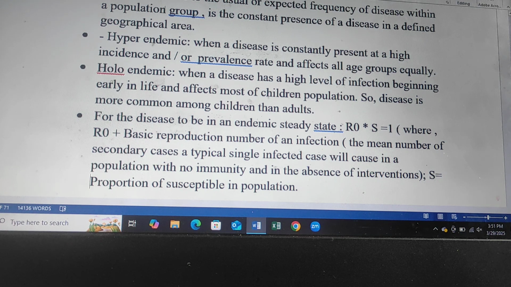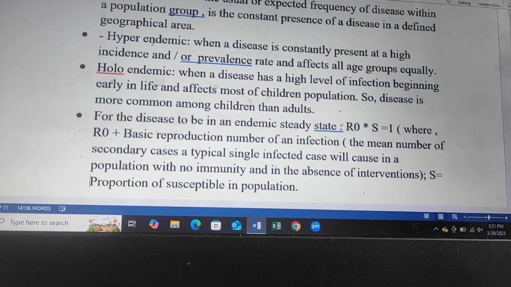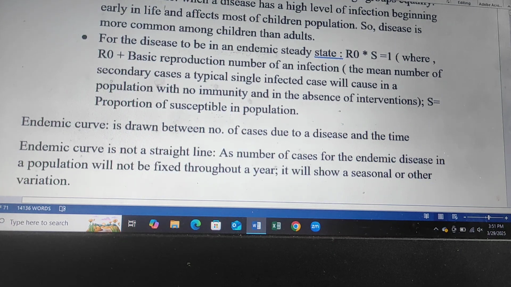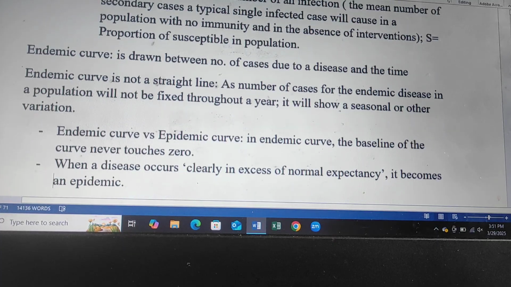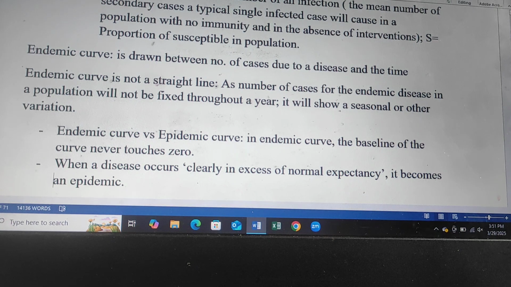For a disease to be in an endemic steady state, R0 into S is equal to 1, where R0 is the basic reproduction number of an infection: the mean number of secondary cases a typical single infected case will cause in a population with no immunity and in the absence of intervention. S is the proportion of susceptibles in the population. The endemic curve is drawn between the number of cases of disease and time. The endemic curve is not a straight line. The number of cases for an endemic disease in a population will not be fixed throughout the year. It will show seasonal or other variation.